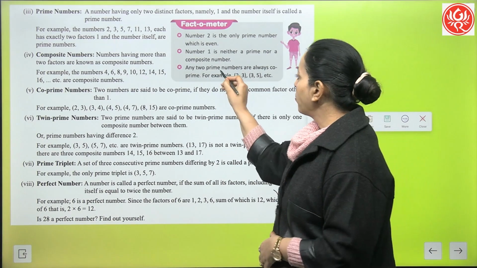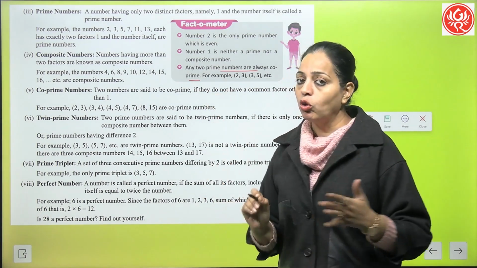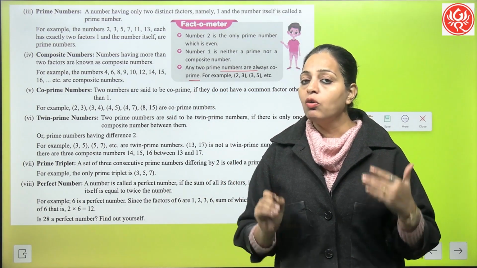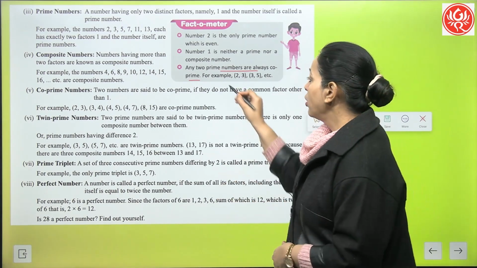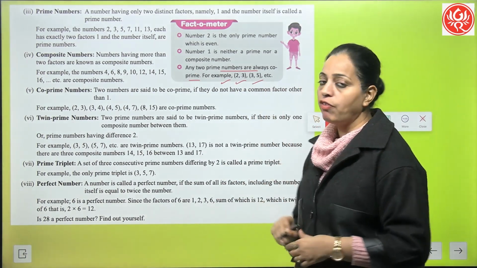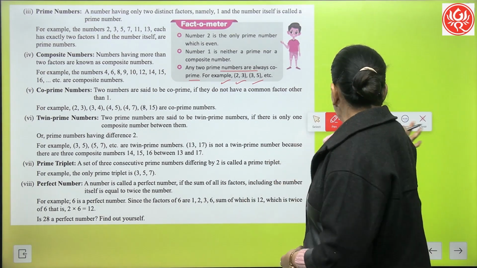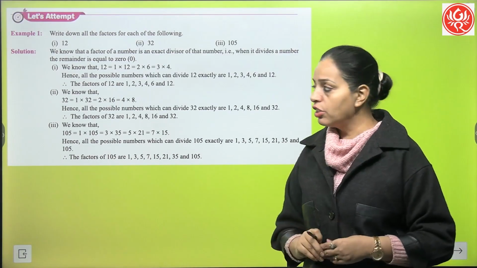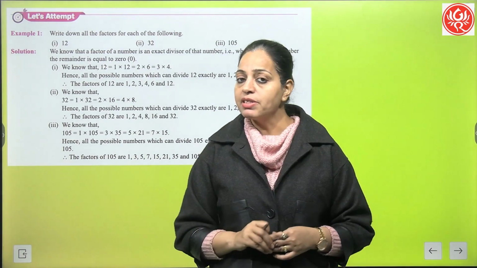Any two prime numbers are always co-prime. कोई भी आप दो प्राइम नंबर्स लोगे वो क्या होंगे? Co-prime. For example, 2, 3, 3, 5, etc. Okay. So I hope these definitions are clear to you. Now let us attempt some examples.